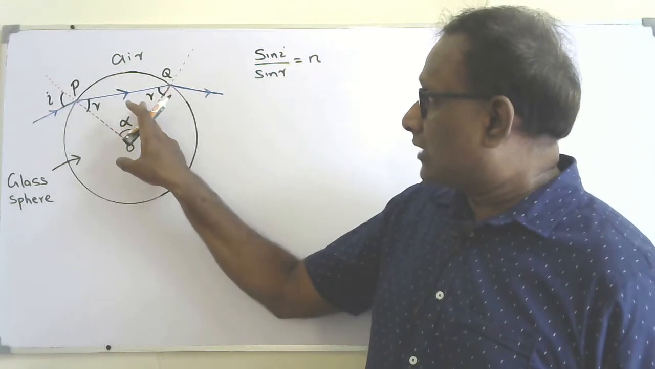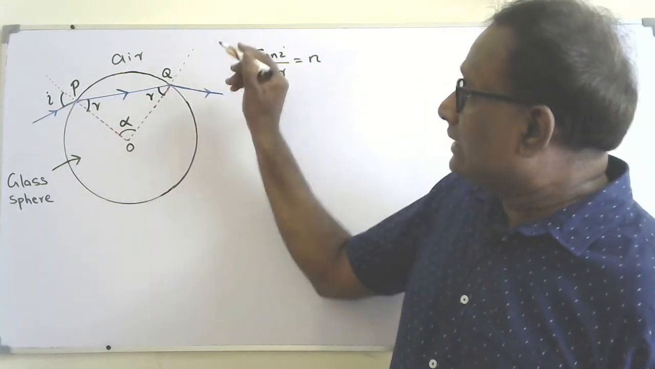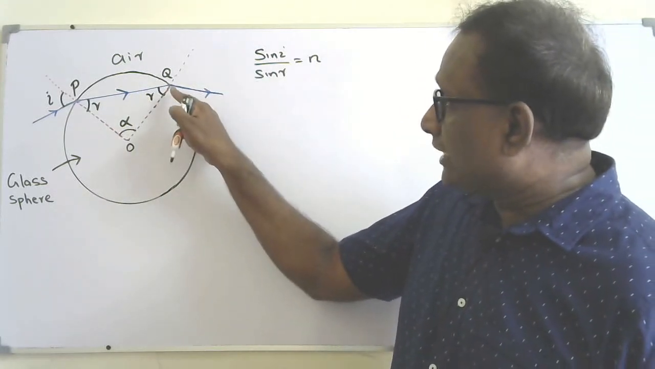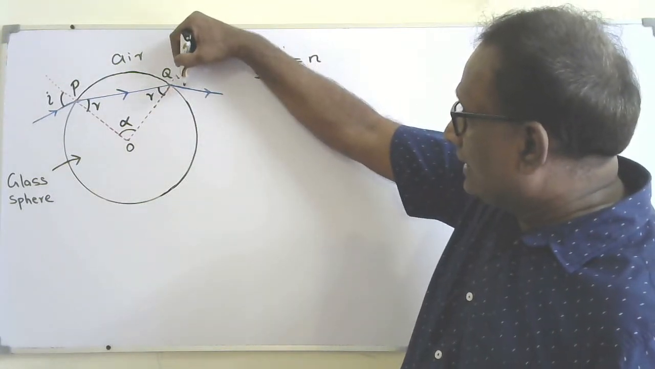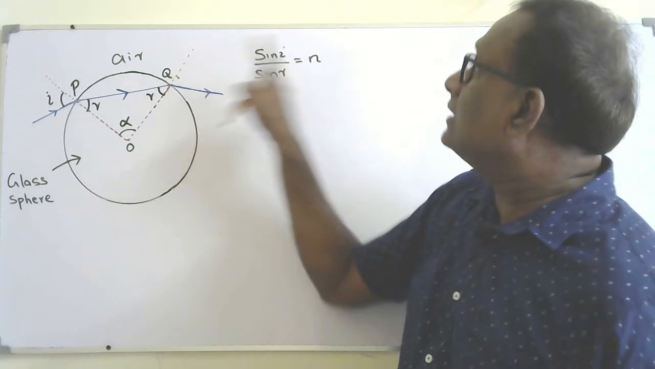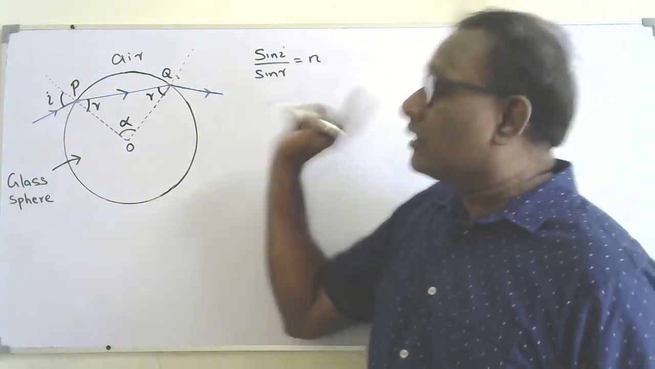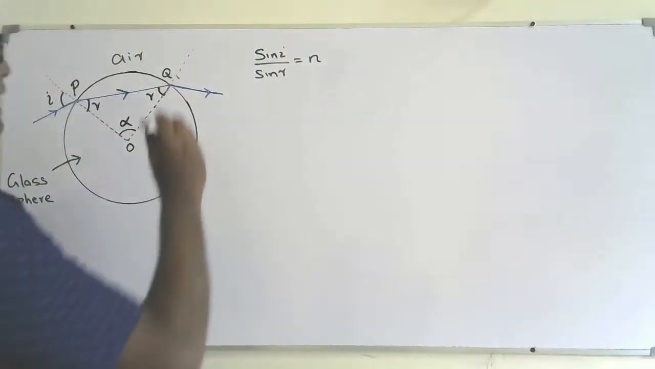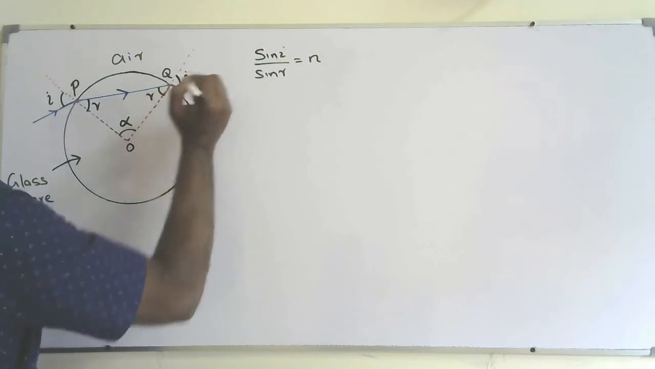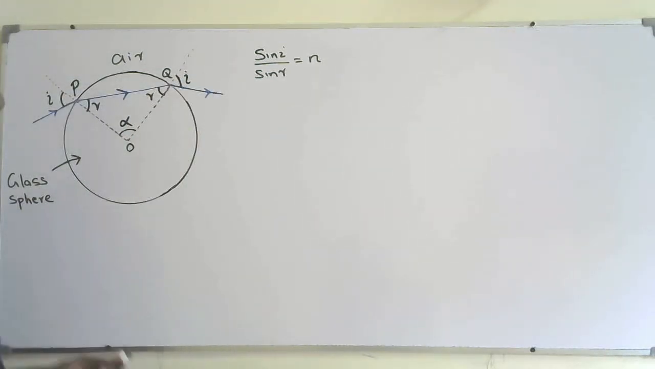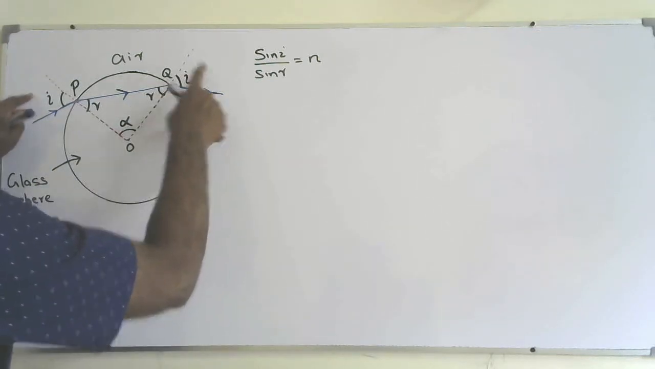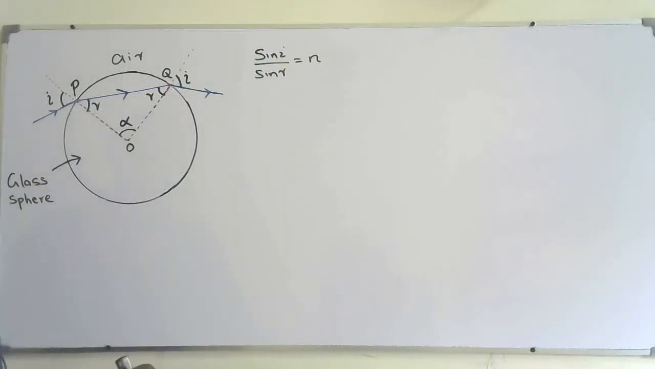So this is r. When we consider the refraction at Q, here also sine of this angle over sine of this angle should be the same n. Therefore, this angle will also be the same as this angle, equal to i. So I showed that these two angles are the same, and these two angles are the same.